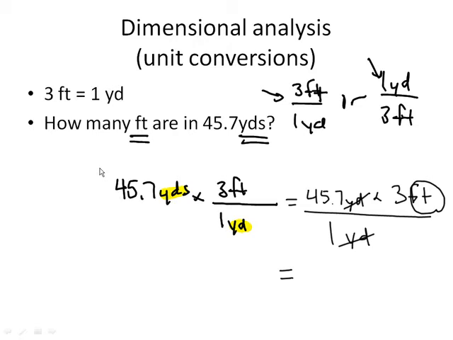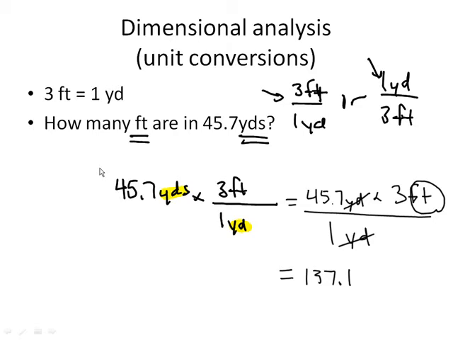So then I can put my math into my calculator, 45.7 times 3, which gives me 137.1. And now we have to stop and check our significant figures. Because, as we learned earlier in Chapter 2, the number of significant figures when we're doing multiplication and division is going to depend on the smallest number of significant figures used in the calculation.